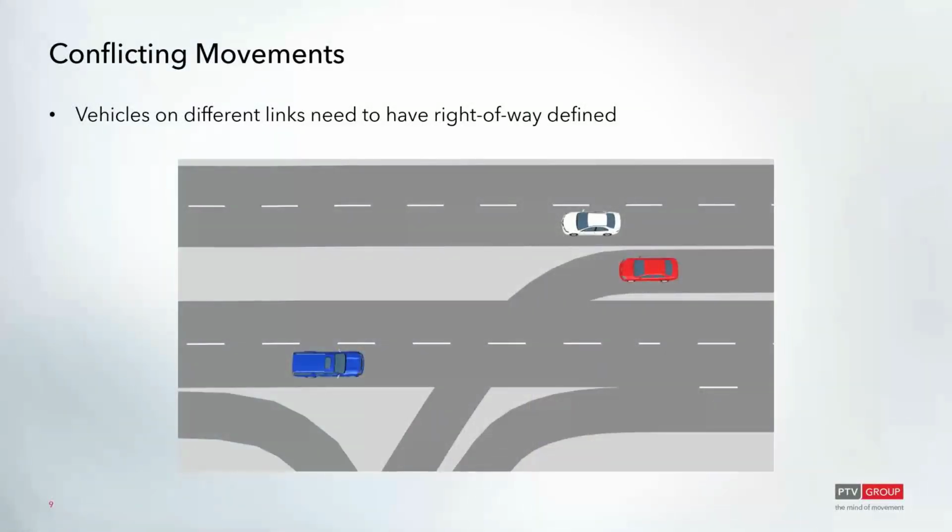So within Vissim, the vehicles that are on the same link, they will observe each other and they can follow each other and pass each other. But if there's a vehicle traveling on a different link, those vehicles don't interact in the same way. So for any vehicles that are on different links, the right-of-way will actually have to be defined in order for those vehicles to see one another and react appropriately.